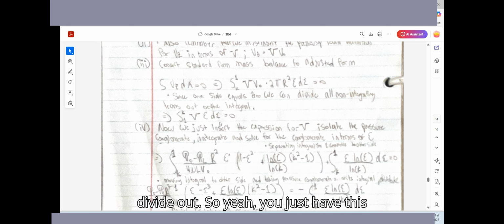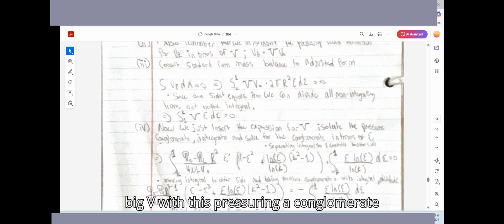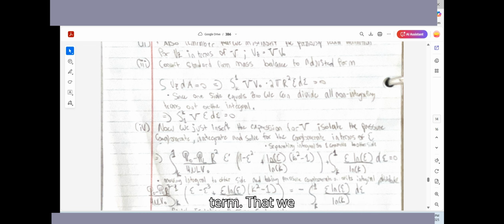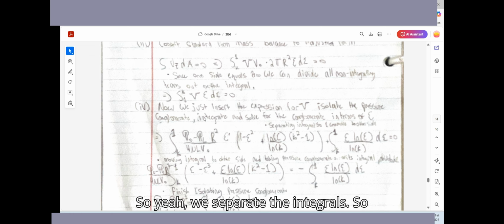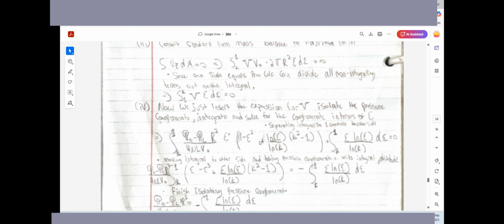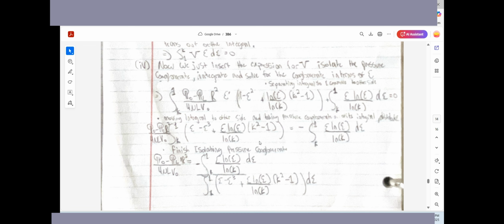So you just have this left. Then we insert the expression that we solved for earlier for big V with this pressure conglomerate term that we want to get rid of. Our objective with this whole process is to get rid of this pressure conglomerate thing. So we separate the integrals. This was one term and this was one term, but you can separate it into two separate integrals because they're just added together. Then we take this pressure conglomerate out of the integral because it has no epsilon terms in it, and it's just being multiplied to this whole thing, so we can take it out of the integral.